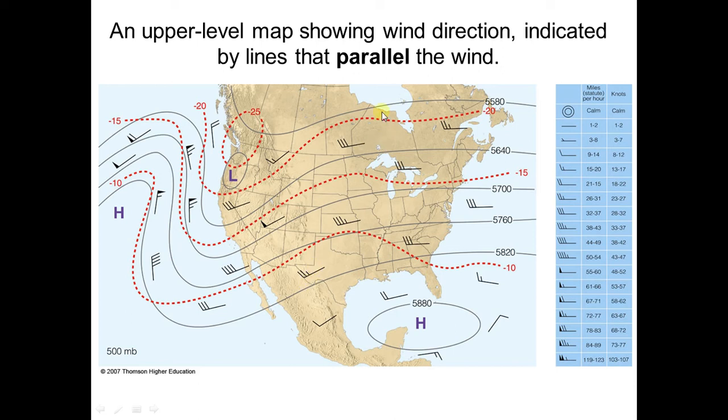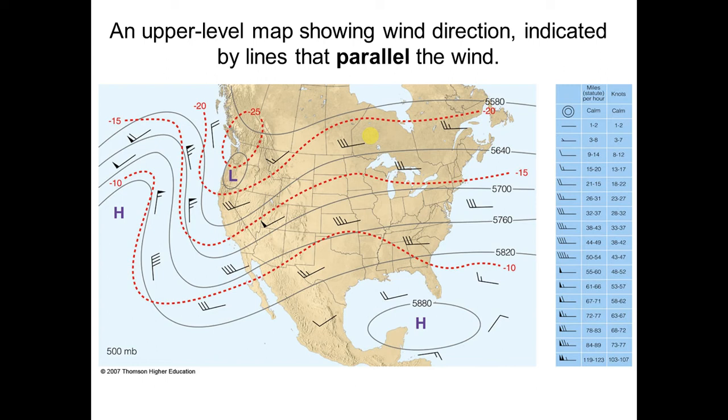Now we have height contours, higher toward the south where it's warmer, lower values toward the north where it's colder, and the wind barbs are blowing, winds are blowing parallel to the contour lines. See how the wind barbs are oriented in the same direction as the contour lines. And that's due to no friction, only pressure gradient force and Coriolis force.